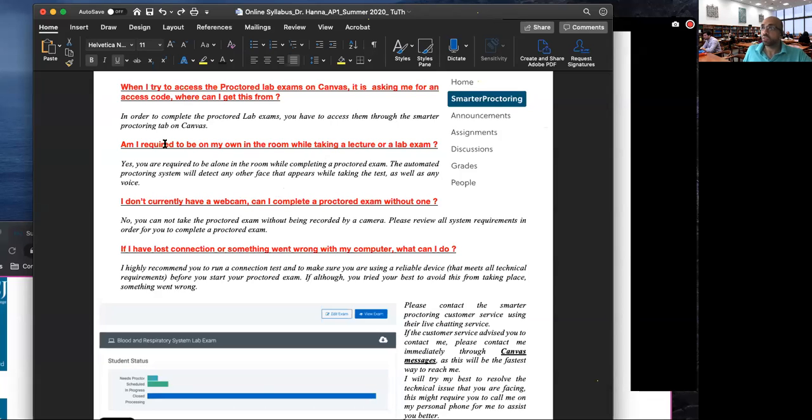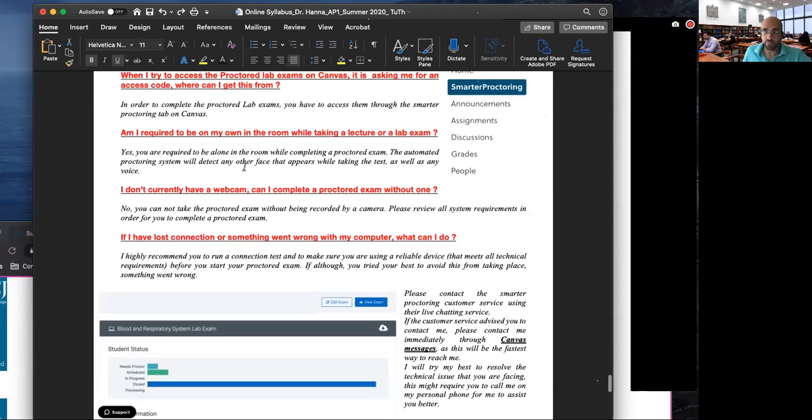So for you to not lose access to the exam, and to not get in trouble, please make sure you are staying on your own in a quiet place, in a separate room, while you have a good internet connection and a reliable device for you to not get any trouble while you're taking the proctored exam.